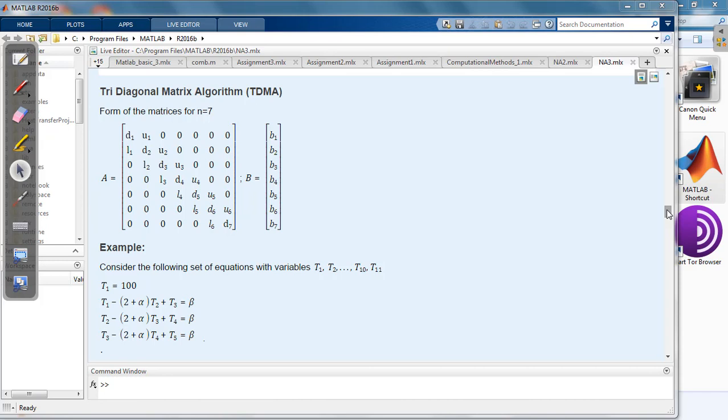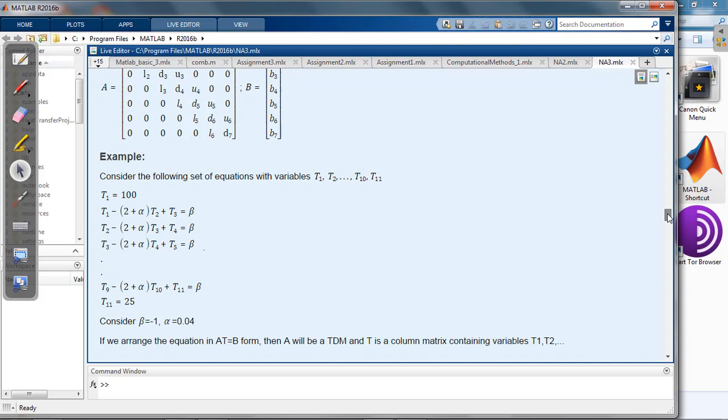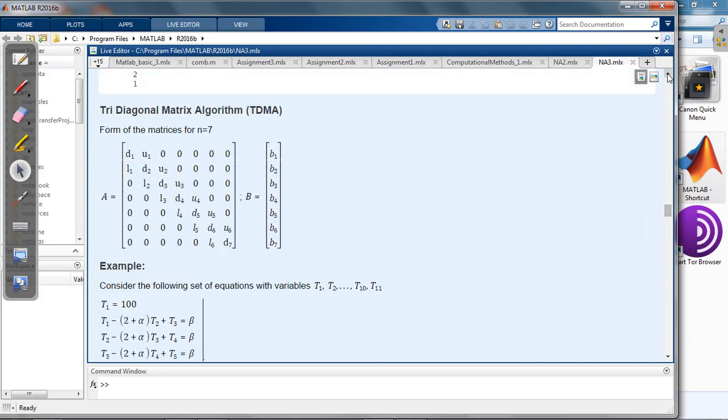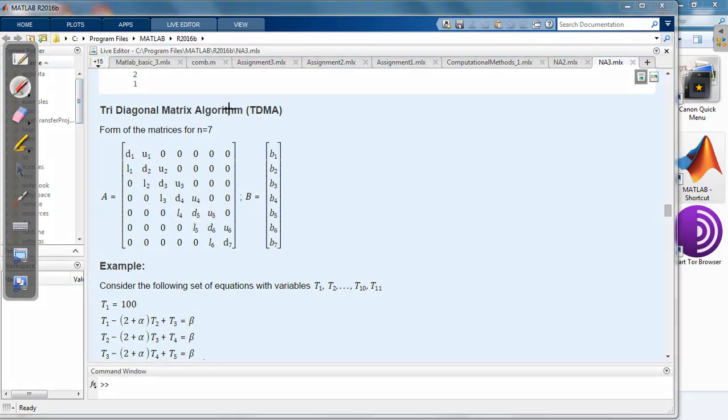Let us start with one physical example, and then we'll see how from that physical example we come up with this particular format. Let us take an example where we consider a fin, and the heat is transferring through conduction through the fin and through convection from the surface of the fin.